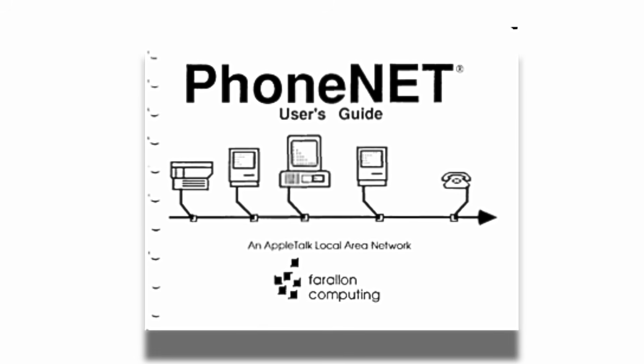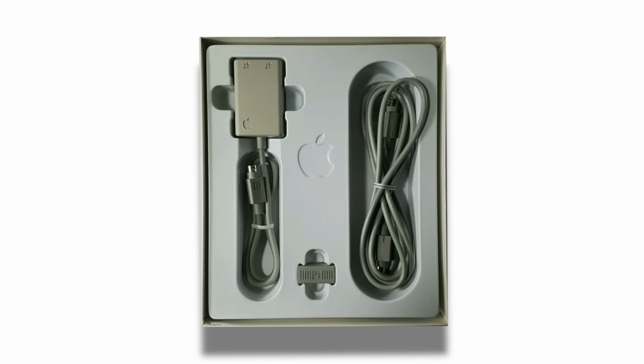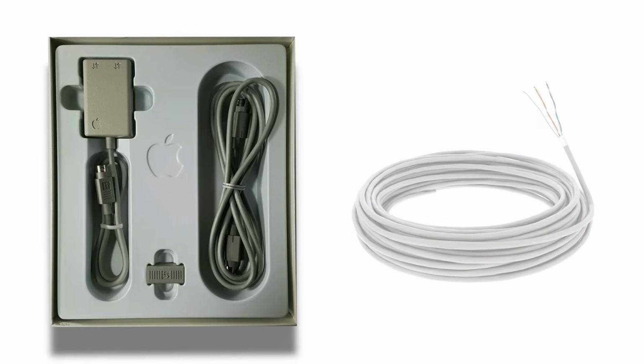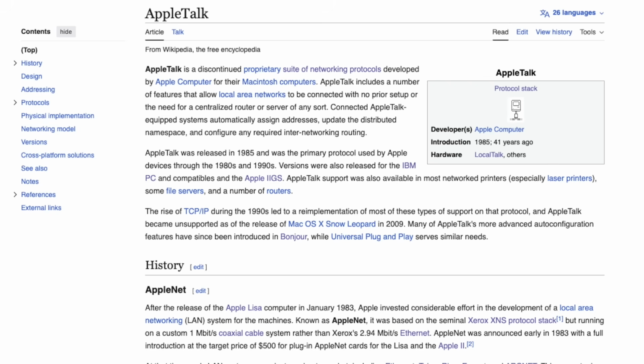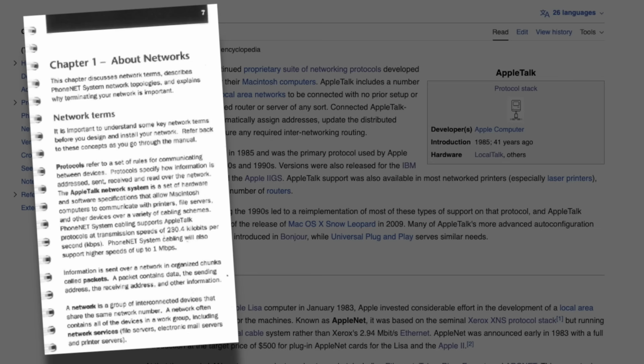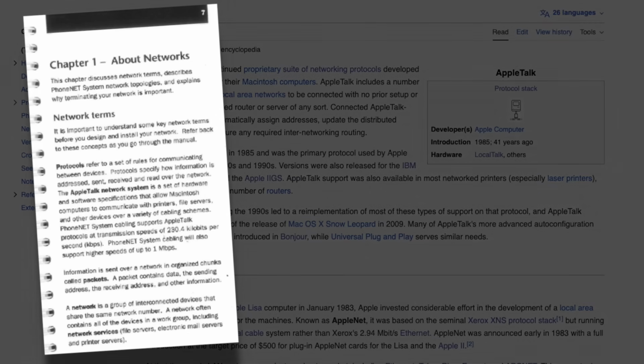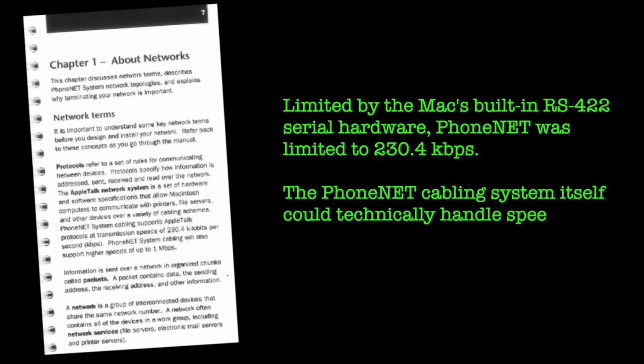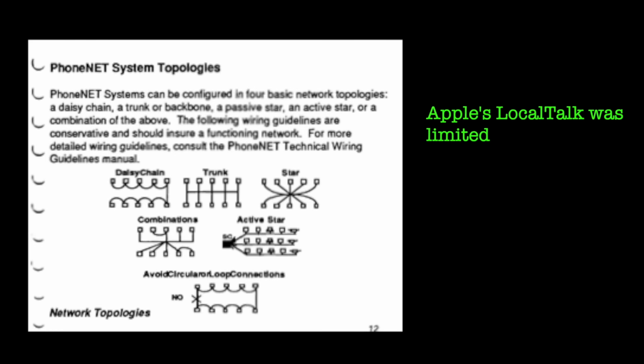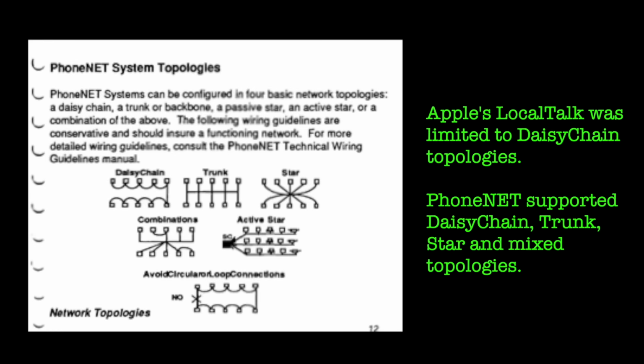And this is how PhoneNet drastically changed the networking equation. Instead of using Apple's special shielded cabling, Farallon built on something that was already widely deployed, classic telephone wiring. To the Macintosh, this was still an AppleTalk network. PhoneNet did not replace the protocol and did not make the network faster, it was still 230.4 kilobits per second. What it changed was the physical layer while supporting different cabling topologies.